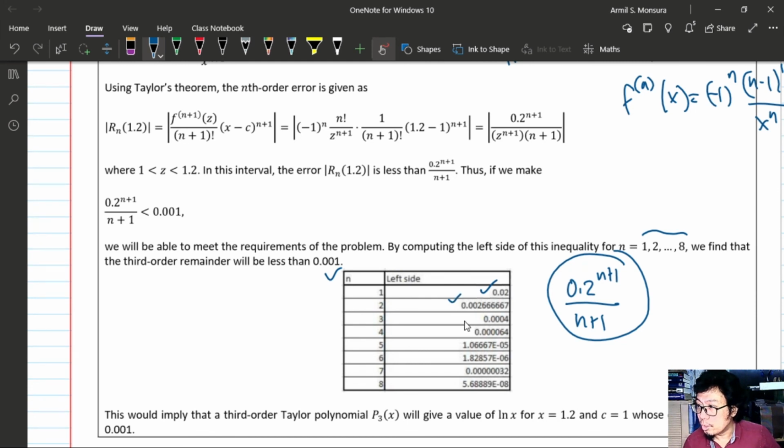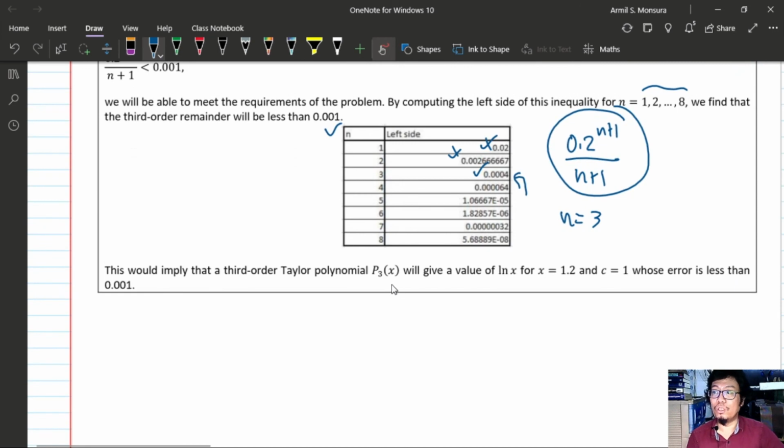This is still more than 0.01. This, okay, we lose it already. Okay, this is less than 0.01. So we find that n equals 3, because at n equals 3, the error would be somewhat like 0.004. So that would imply that we need a third order polynomial, P3, for ln of x, so that the error would be less than 0.01.